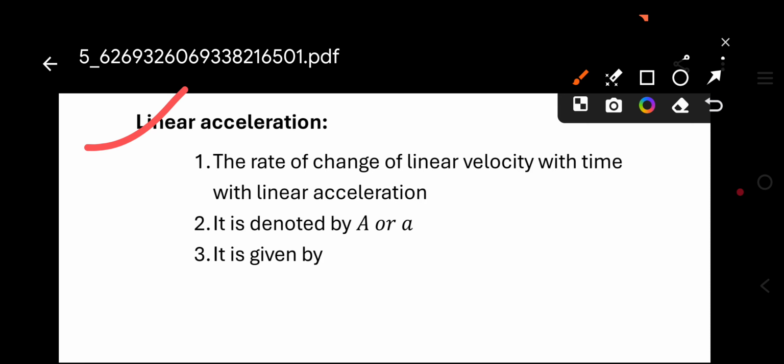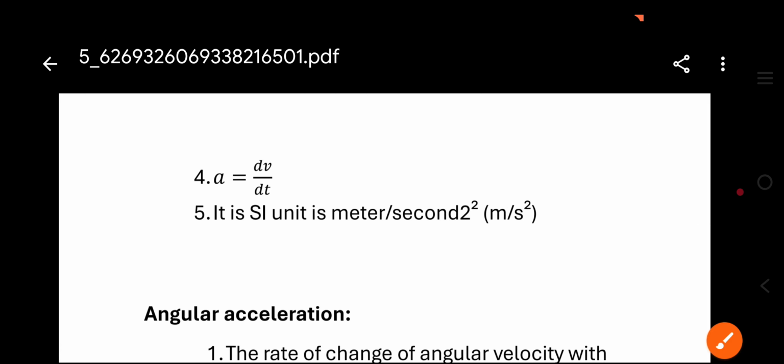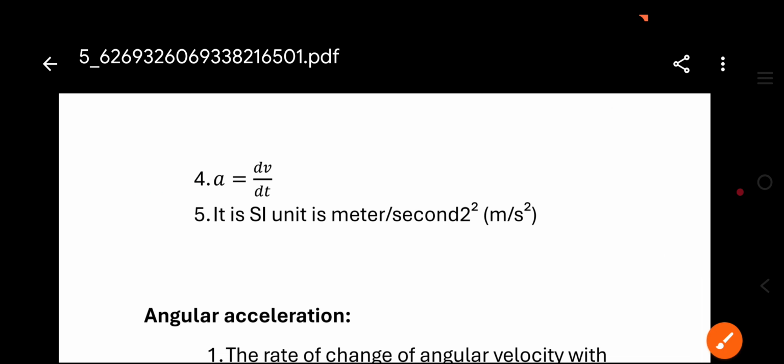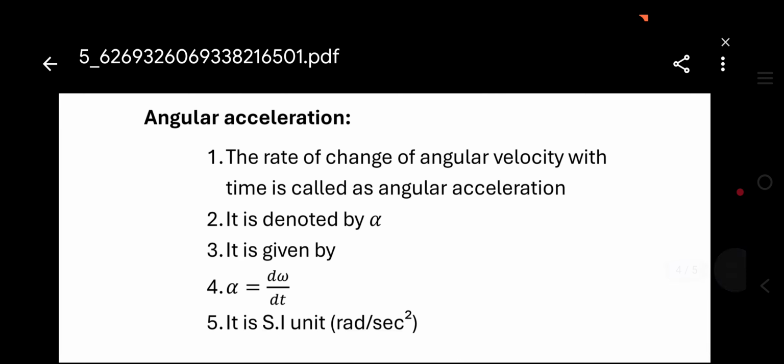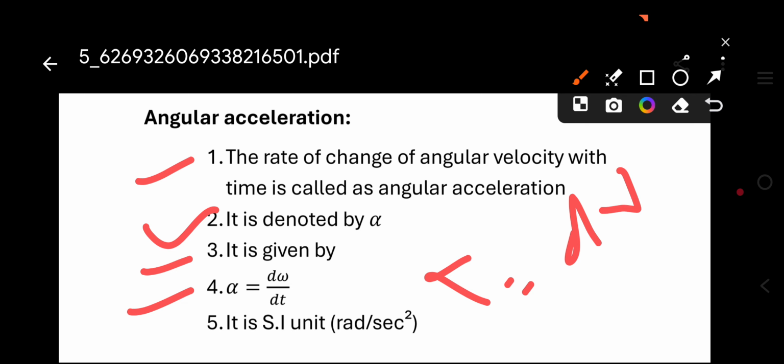Then linear acceleration. The rate of change of linear velocity with time is called linear acceleration. It is denoted by capital A or small a, given by a equal to dv upon dt, and its SI unit is meter per second square. The rate of change of angular velocity with time is called angular acceleration. It is denoted by alpha, given by alpha equal to d omega upon dt, and its SI unit is rad per second square.